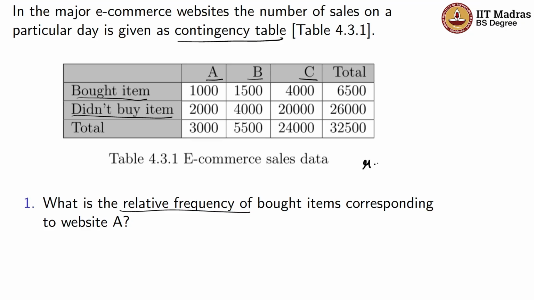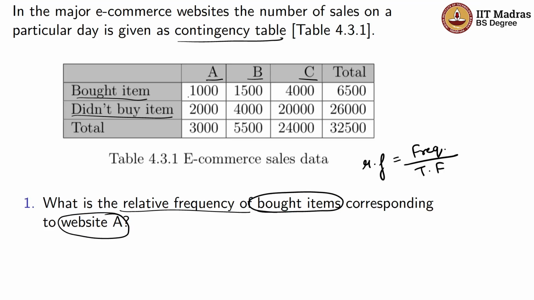We know the formula of relative frequency, which is the frequency of that particular observation upon total frequency, right? So we have to calculate the relative frequency of bought items corresponding to website A. So we have to consider this block, this is belonging to website A and bought item. So 1000. So what is the relative frequency? It will be the frequency, which is 1000, upon what is the total? Total is 3000 for website A, divided by 3000.